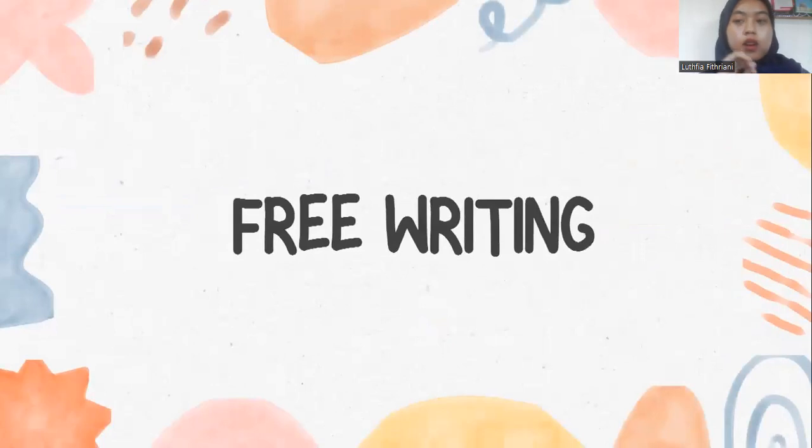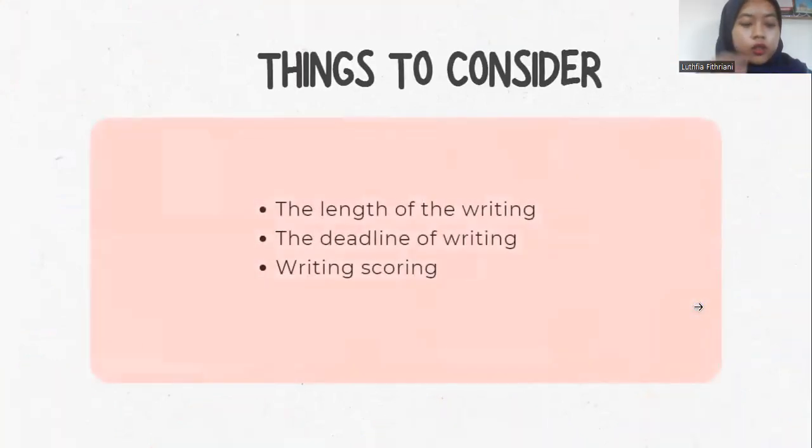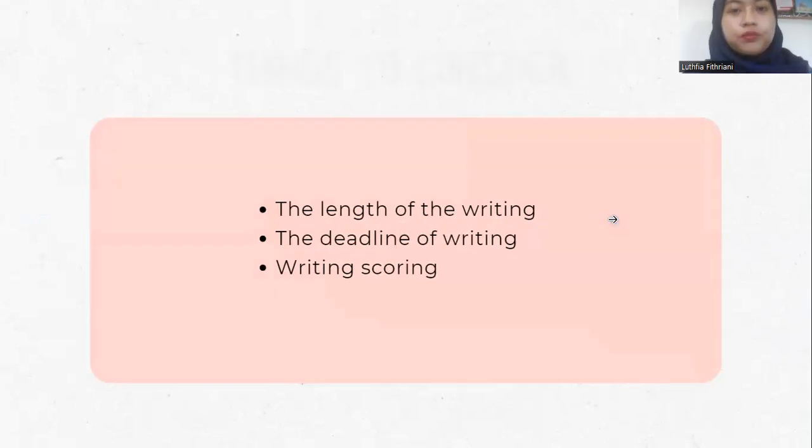The last type of writing test that can be applied in the classroom is free writing. In free writing, the students will be given time to write freely. In giving free writing tasks to the students, the teacher should give clear instruction to the students about the length of the writing, the deadline of the writing, and the writing scoring.